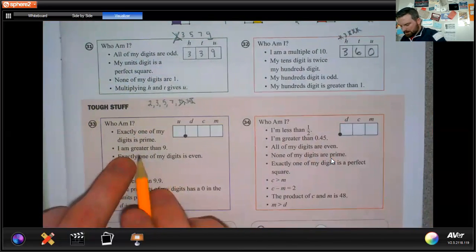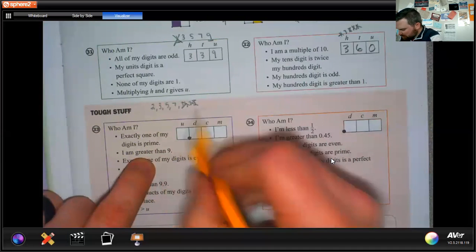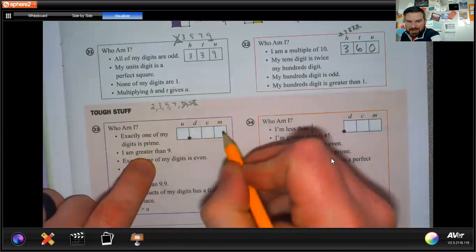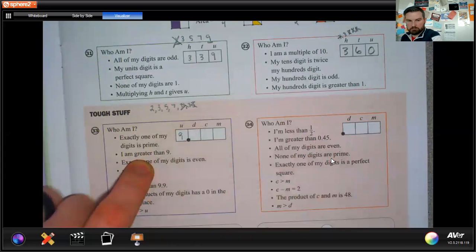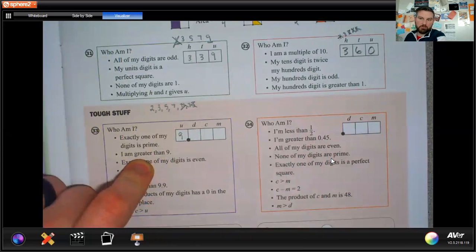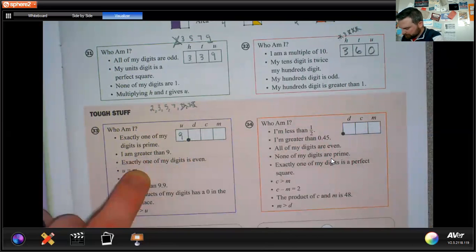I am greater than 9. Okay, so if this number here is bigger than 9, this has to be 9. Okay, because above 9 would be 10, and it can't be 10, so it's got to be between 9 and 10 somewhere. So this is a 9. Exactly one of my digits is even.